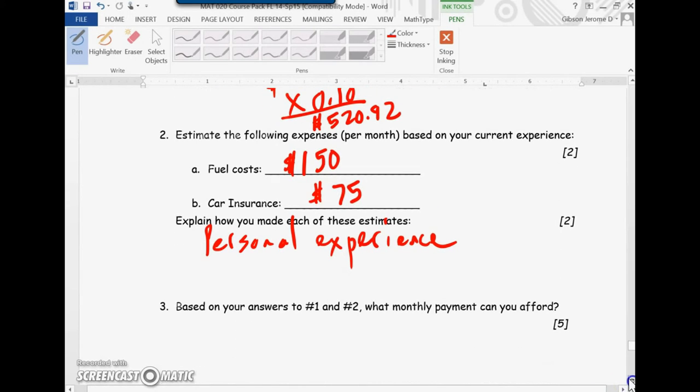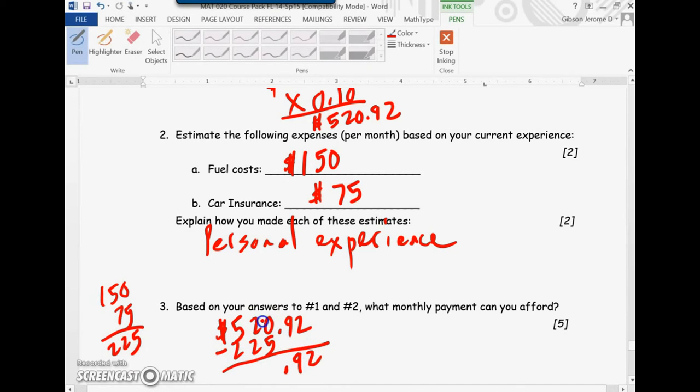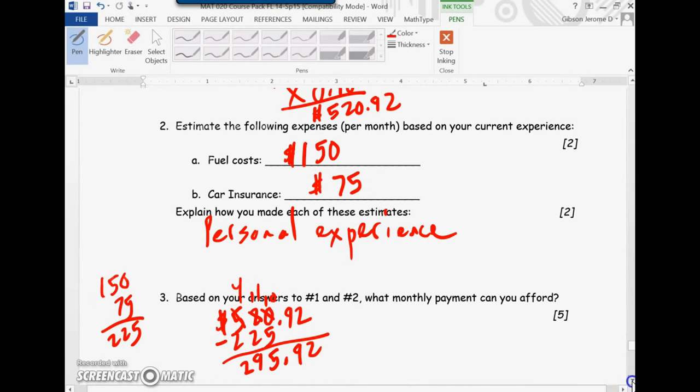Okay, now it says here, based on your answers to number 1 and 2, what monthly payment can you afford? Okay, so now you would take number 1, which is $520.92, and you would subtract the addition of A and B here. So we would add 150 and 75. That would give us 225. So we would subtract 225 here. So this would be $295.92. That's how much of a payment you can afford on the car.